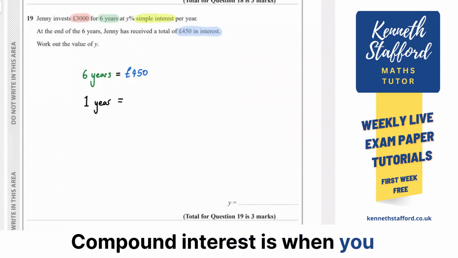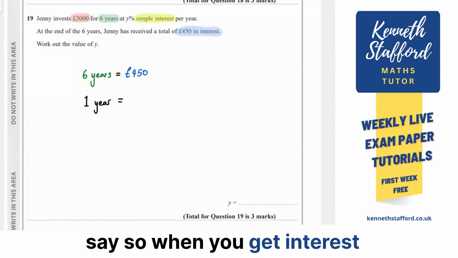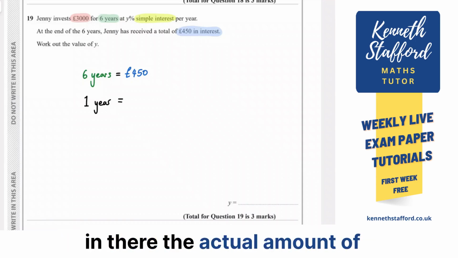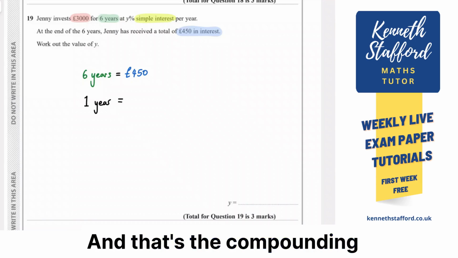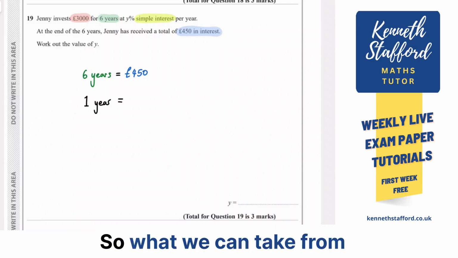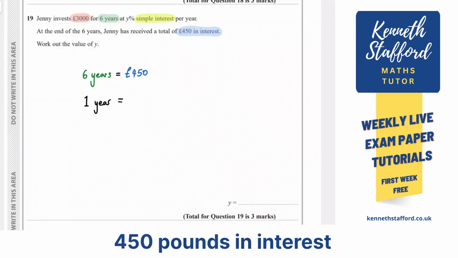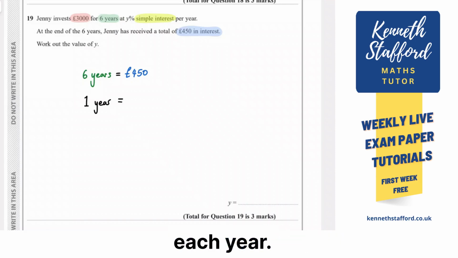Compound interest is when you get interest paid into a bank account, say. So when you get interest in the second year, because there's now more money in there, the actual amount of interest you get paid is slightly more the year after, and more the year after that, and that's the compounding element. So what we can take from this is, if Jenny got £450 in interest over the 6 years, she got the same amount each year.